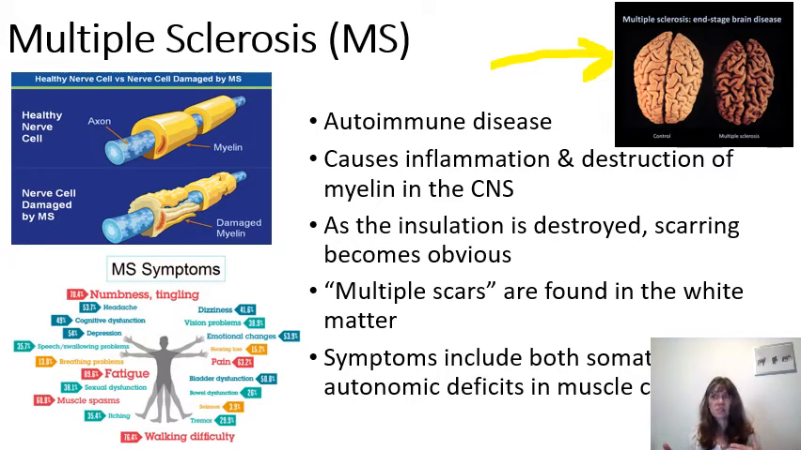The initial symptoms may make a person appear that he or she is drunk. And as this is a progressive disease, eventually people will end up wheelchair bound. As it affects the brain more and more, people either become very depressed or very euphoric, where they just start laughing all the time.